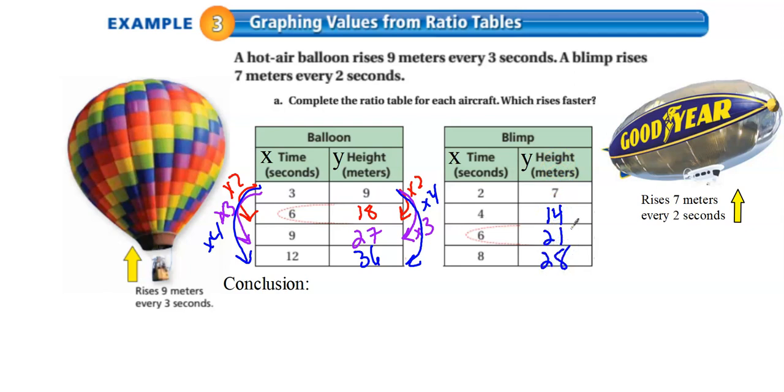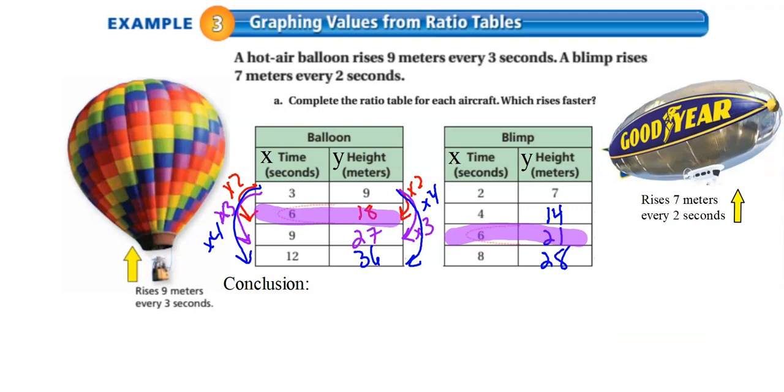So if you look at the table, notice that there is a common time, right? The common time is 6 seconds. After 6 seconds, the blimp is 21 meters off the ground, and the balloon is 18 meters off the ground, right? So which one rises faster?